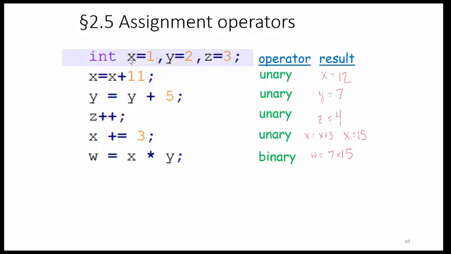So assignment operators. For example, we made a declaration int x equals 1. We can make this declaration y equals 2 and z equals 3. Actually, it's x is assigned 1, y is assigned 2, and z is assigned 3. Even more formally, the memory location with the identifier x is assigned the value 1. The memory location with the identifier y is assigned the value 2, etc.